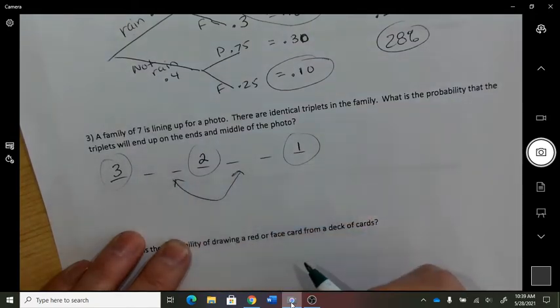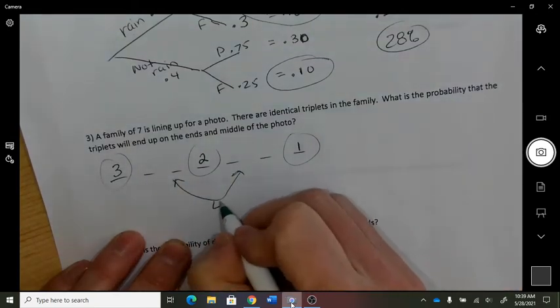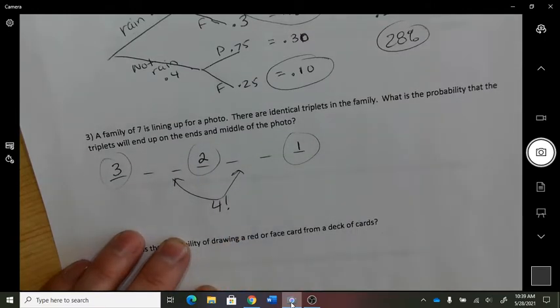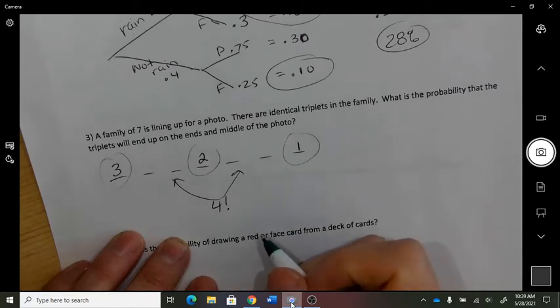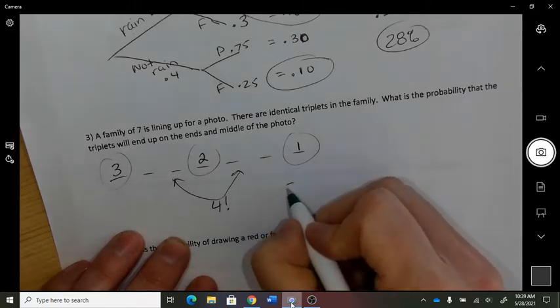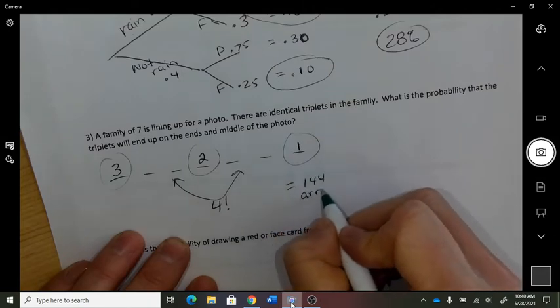And then the rest of the family could just rearrange however they want. So there's 4 people left. So 3 times 2 times 1, which is 3 factorial, and 4 factorial. So that makes 144 arrangements.